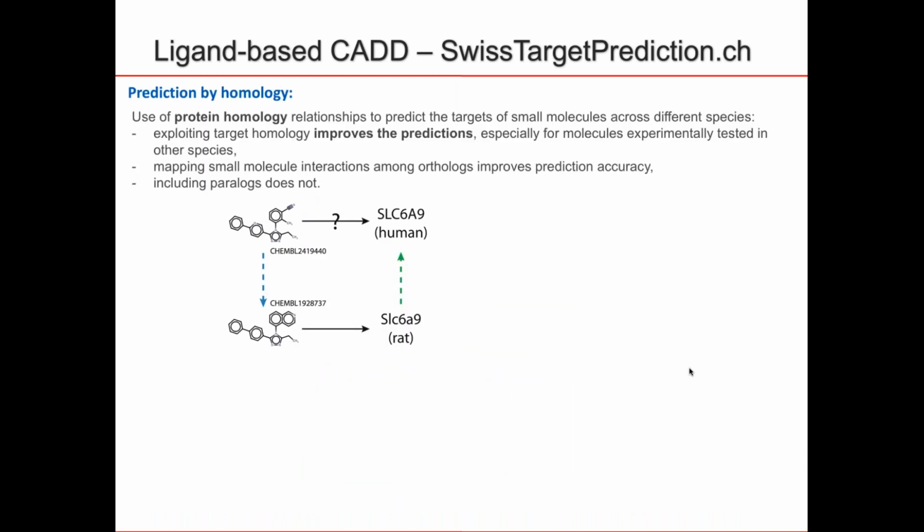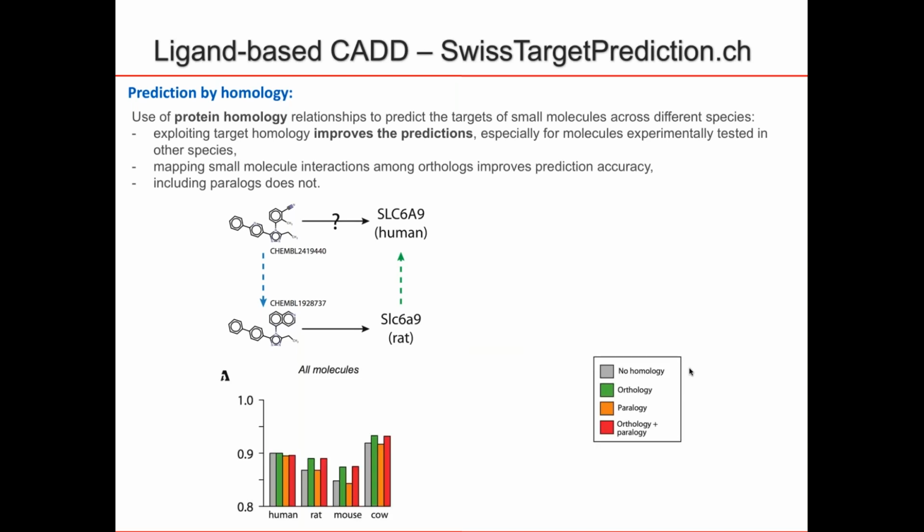Something which is very important with Swiss Target Prediction is the possibility to make predictions in different organisms and not just in humans. So the idea here is that if you are working on a molecule for a human target, as you can see in this example, you may be in a situation where no molecule similar to this one in terms of chemical structure or shape has ever been tested against a human target. But you may find examples where a similar molecule has been tested on another organism, like rat in this case. And thanks to this, we can make the prediction on the human target.